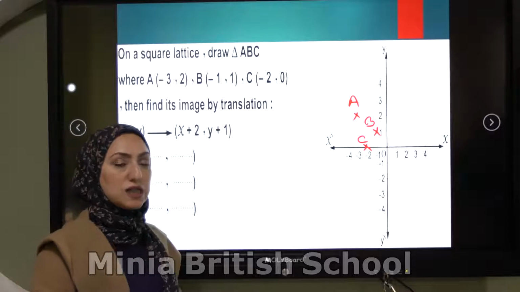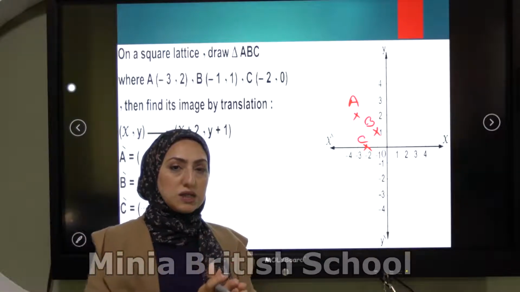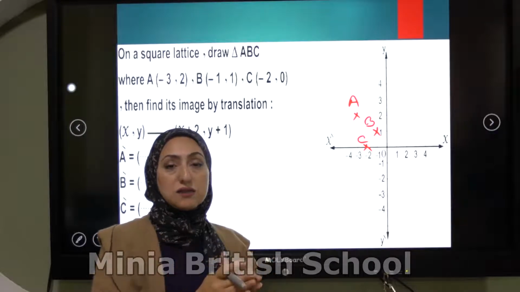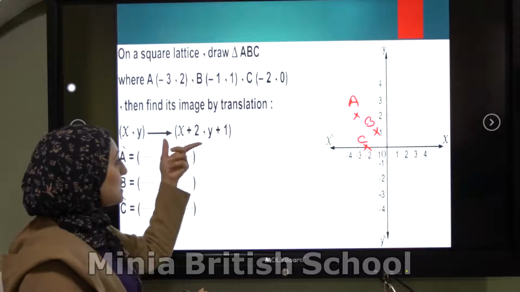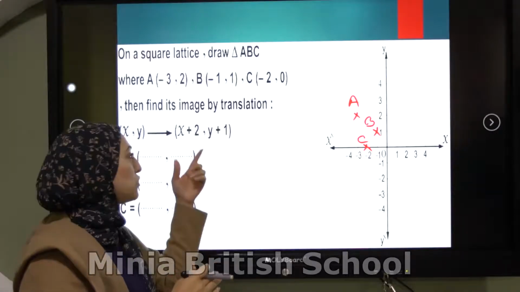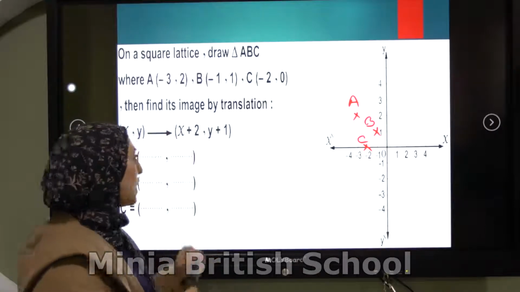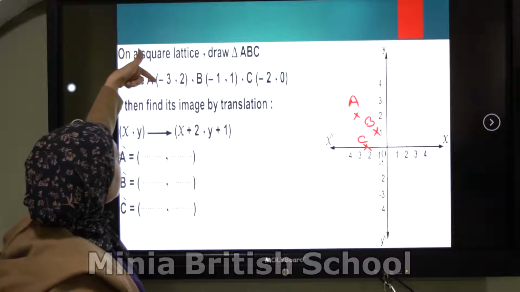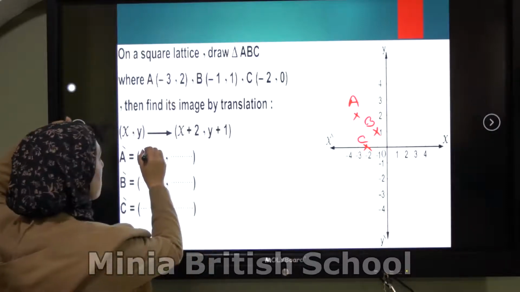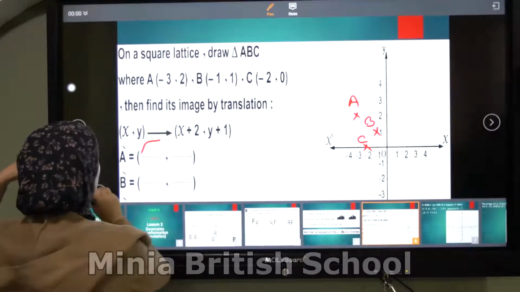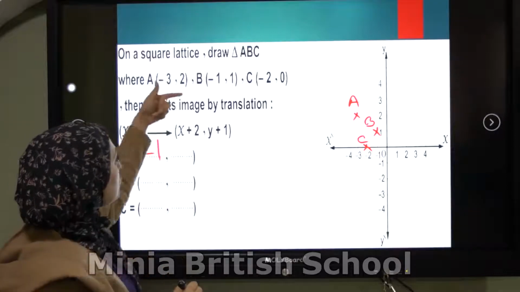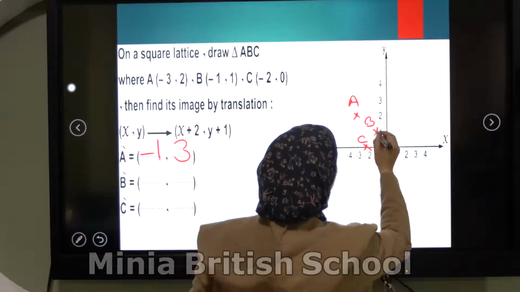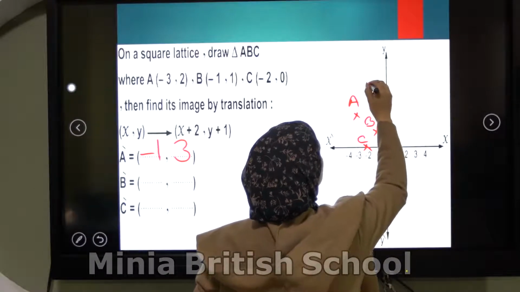Then find its image by translation. We said before, translation means it moves or slides in a direction and in a distance or magnitude. The magnitude here is 2. And where is the direction? The direction is positive, okay? In the positive direction in X. We said here X and Y. So here, negative 3 plus 2, so it will be negative 1. And 2 plus 1, 3. So the image of this point will be negative 1 and 3. Here is A dash.